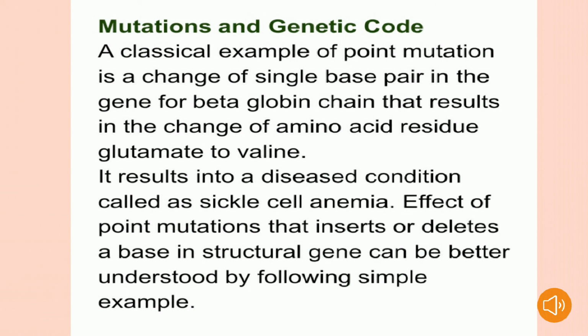A classical example of point mutation is a change of a single base pair in the gene for the beta globin chain. It results in the change of amino acid residue glutamate to valine. It results in a diseased condition called sickle cell anemia. The effect of point mutations that insert or delete a base in a structural gene can be better understood by the following simple example.